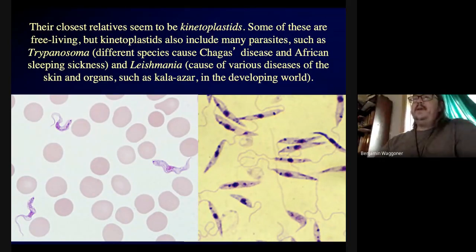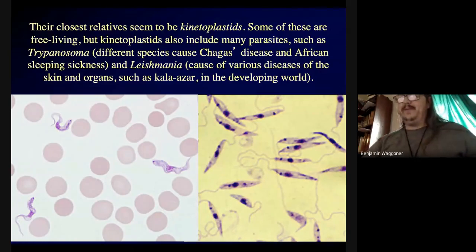On the left, trypanosoma, the causative agent of African sleeping sickness and a disease endemic to South America called Chagas disease. On the right, leishmania, which causes various diseases in the developing world, notably a very severe disease in Central Asia called Kala Azar, which I'm told is Turkish or Persian for the black disease, frequently lethal without treatment.